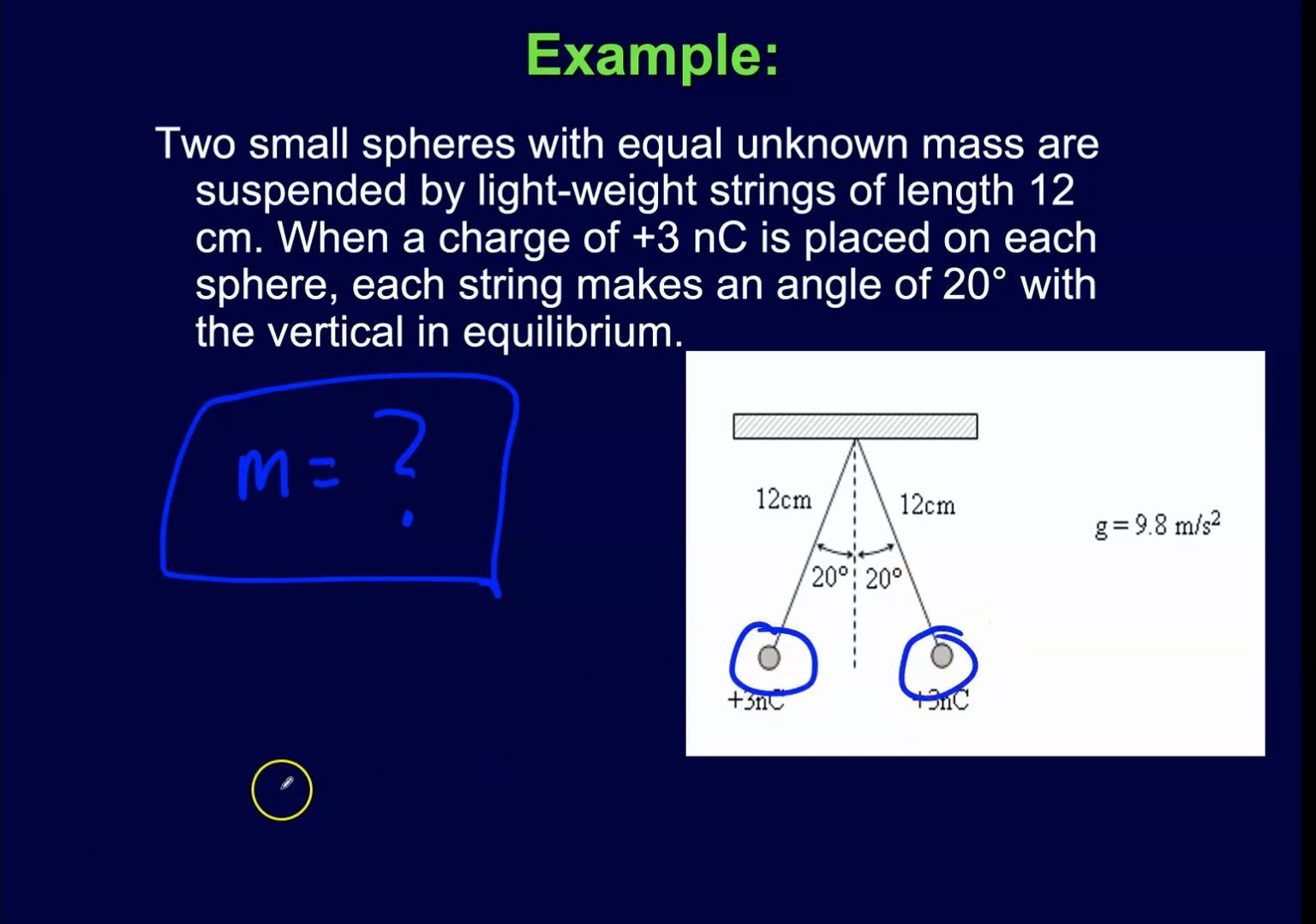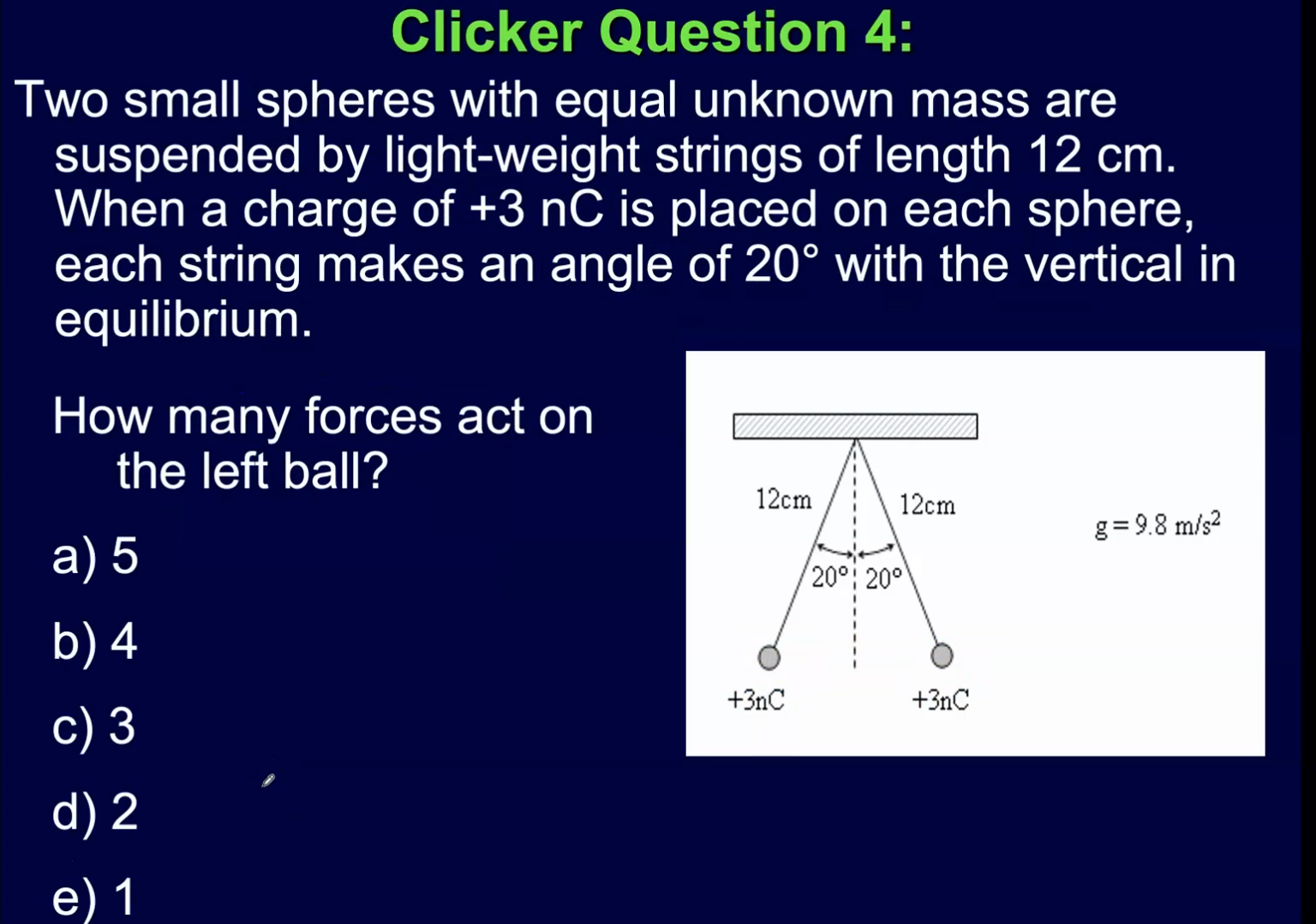Let's start thinking about this problem. Here's the way I would start a problem like this. This is really a Newton's law force style problem. They have these two small spheres, so let's just look at one ball, our left ball, and think about how many forces act on that ball. So stop here and think about it. Ideally ask your neighbor if you're working with somebody else: how many forces are acting on that left sphere? If I draw that left sphere, it would look like this.